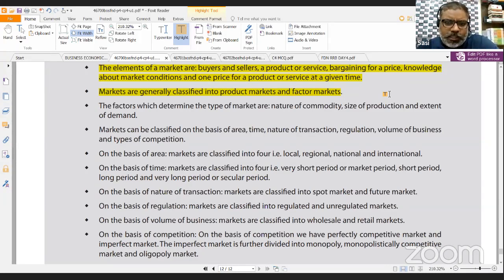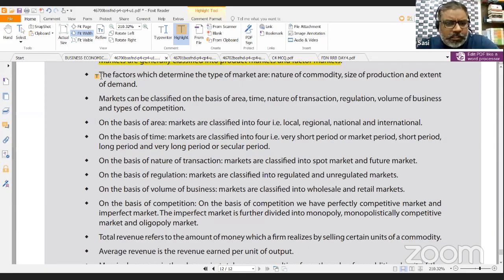One is product markets, the second one is factor markets. Of course, the factors which determine the type of the market are many. We cannot actually generalize them, but in general, the nature of the commodity, the size of the production, and the extent of demand will determine what type of market a particular place will be. These are the general factors.